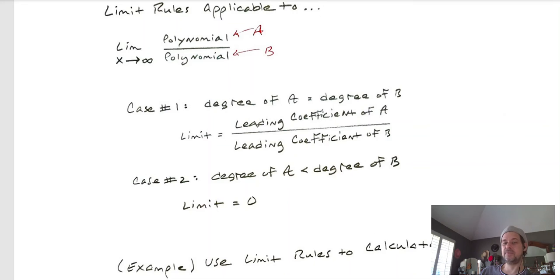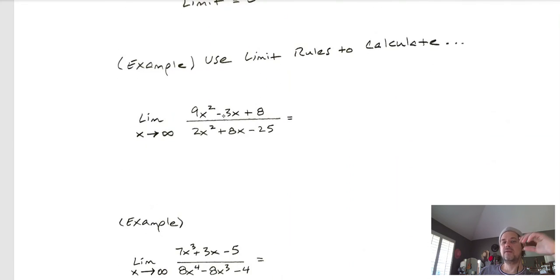Now let's see examples. This is a polynomial, this is a polynomial, and this is a limit as x goes to infinity. Well, what's a polynomial first? A polynomial is a function where all the terms are added or subtracted, and every term is a number times x to a positive whole number power.